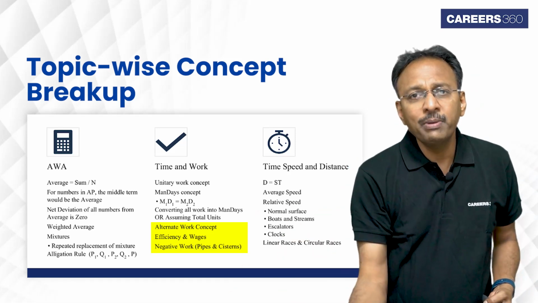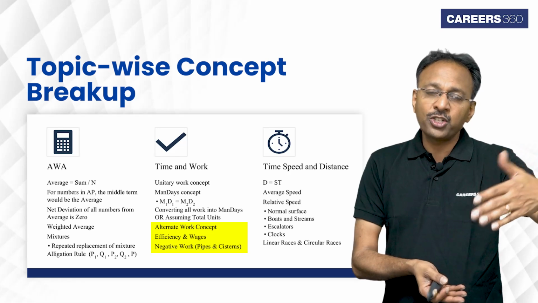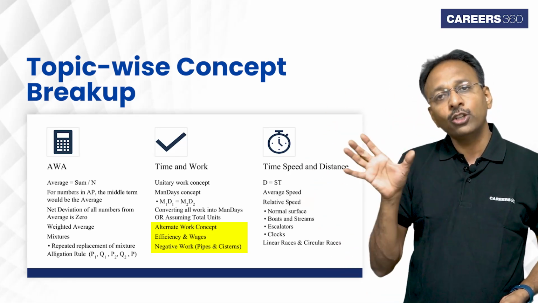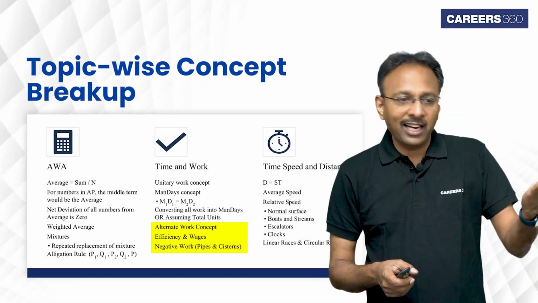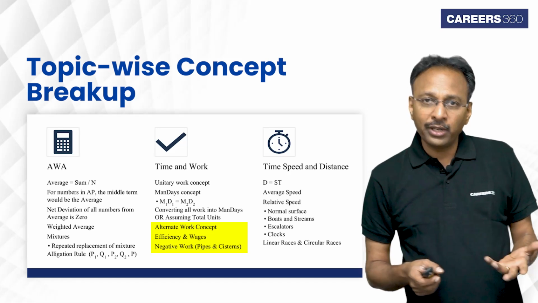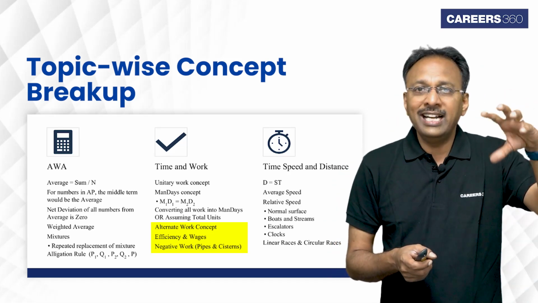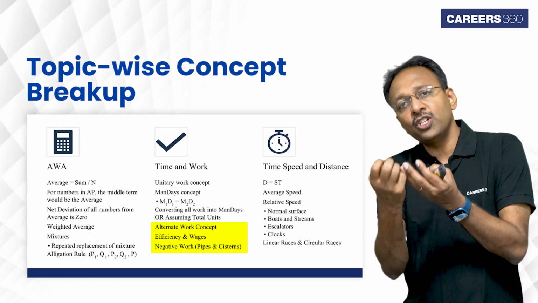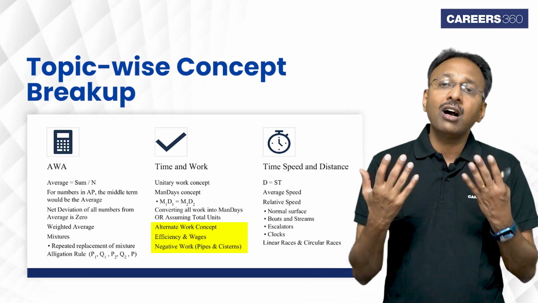So there are concepts based on that. Once again, while I'm giving you 5 concepts, to be very honest with you, there is only one thing: what are the total units of work? If pipes are filling it, there are certain units they are filling every minute or every hour, whatever unit you take. Every minute, let's say so many units are poured by pipe A, pipe B, and there is a pipe C which is taking out so many units. Everything is an addition concept.